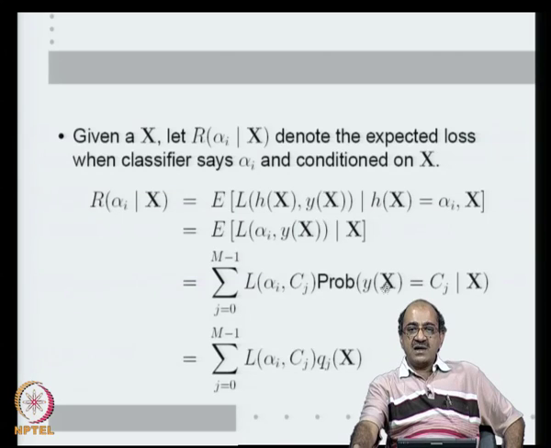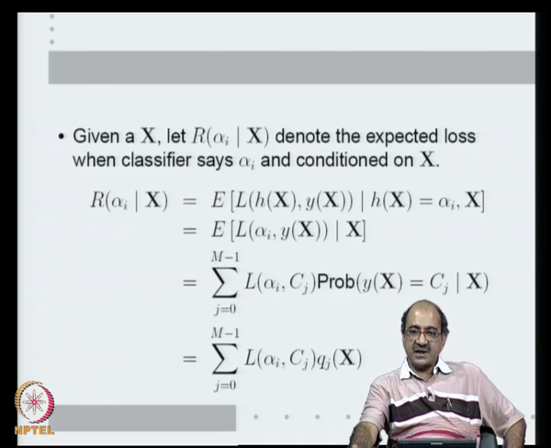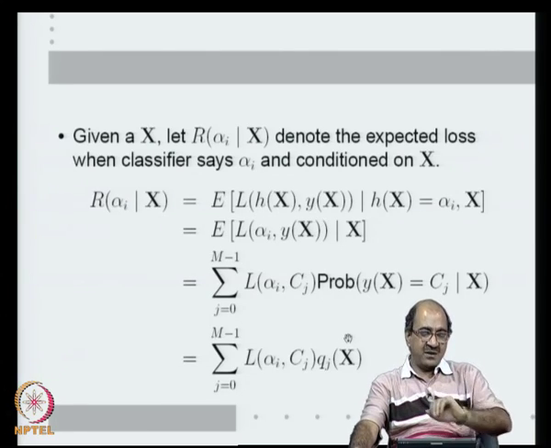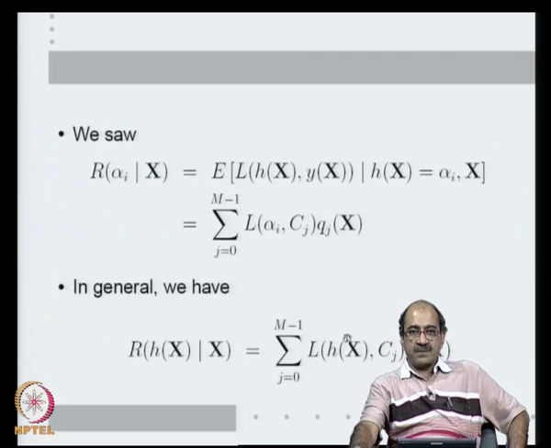Now, we know what the probability y(x) equal to c_j given x is, that is what we call the postulated probability, for which we already have a notation q_j(x). So, R(alpha_i given x) now is the summation over j equal to 0 to m minus 1 of L(alpha_i, c_j) q_j(x). Okay. Now, using this we can find an expression for the true risk.